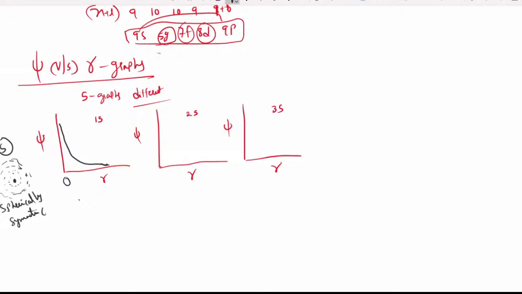Don't touch it. Why? At infinite distance it touches. Why did you write it like this, sir? n minus l minus 1. That is 1 minus 0 minus 1.